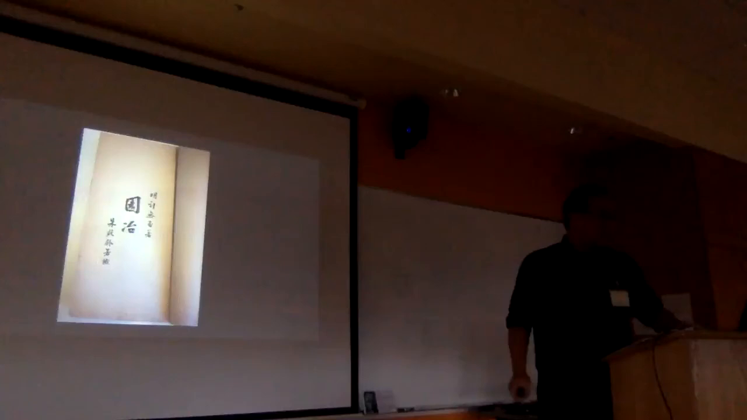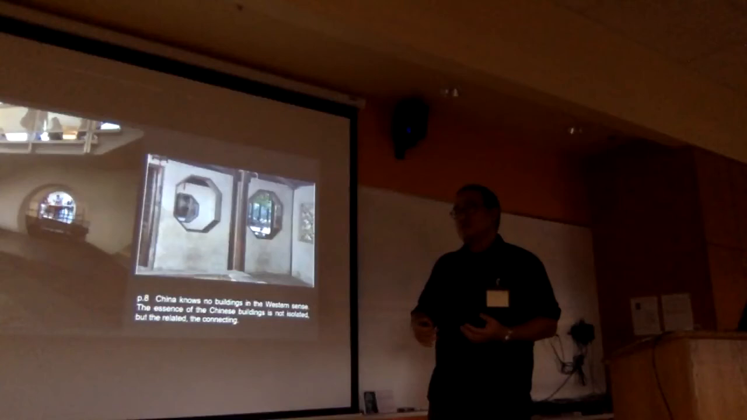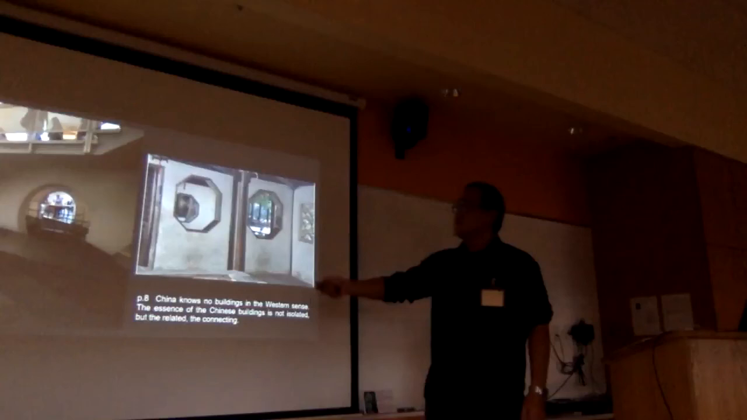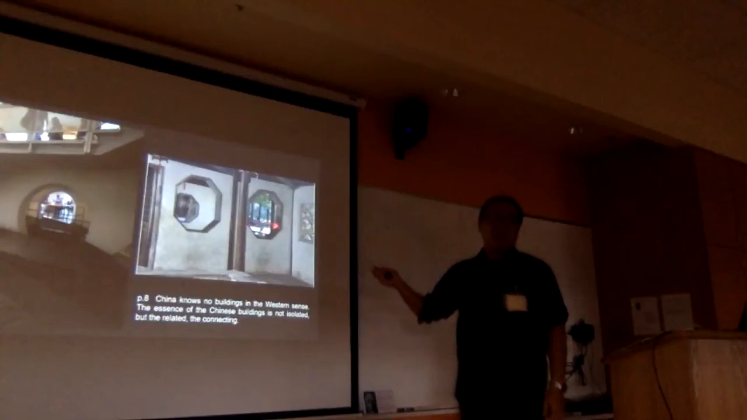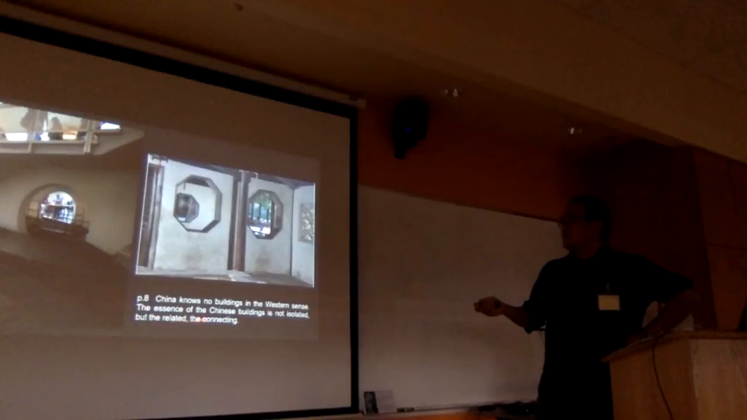Here is an interesting comparison. You can see this opening on the wall producing a kind of interesting depth beyond the view you can see. This is in the Berlin Philharmonic foyer space. And we can also see a very similar treatment of space in the Chinese traditional garden. He also wrote about this: China knows no building in the Western sense. The essence of Chinese building is not isolated, but related, connecting through openings on the wall.